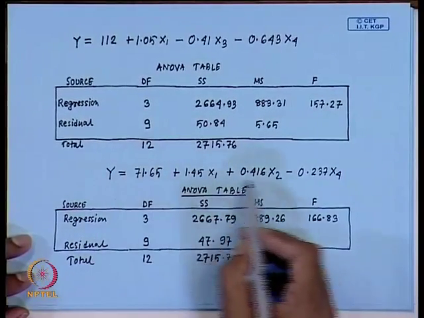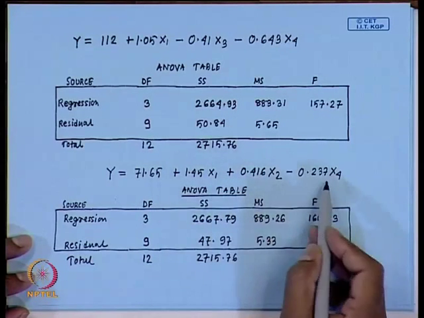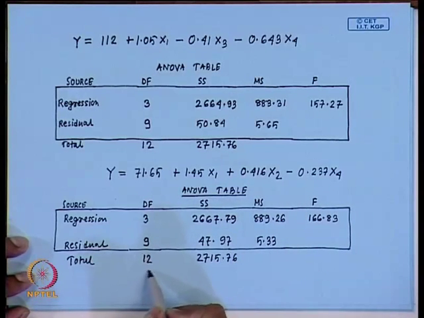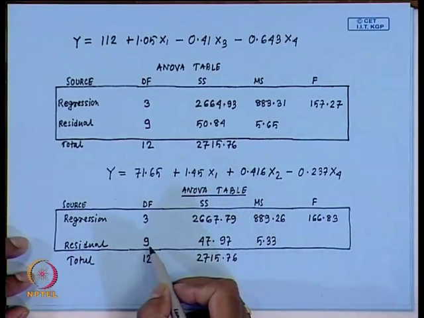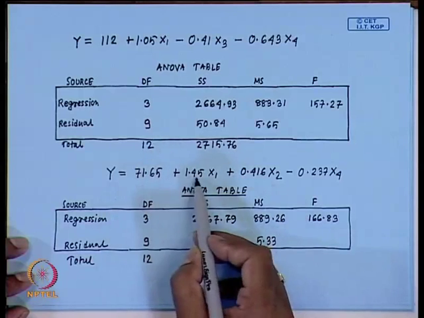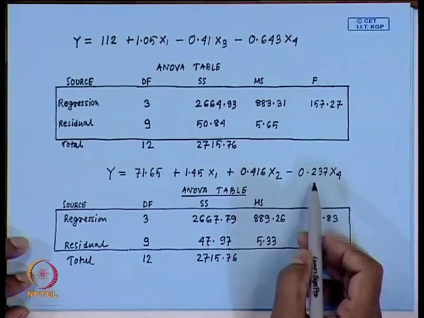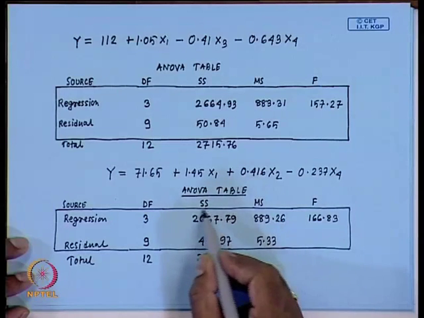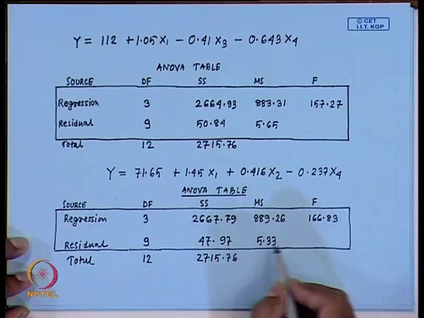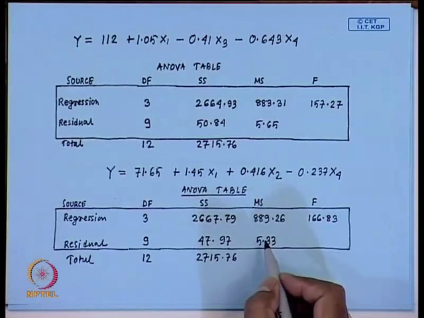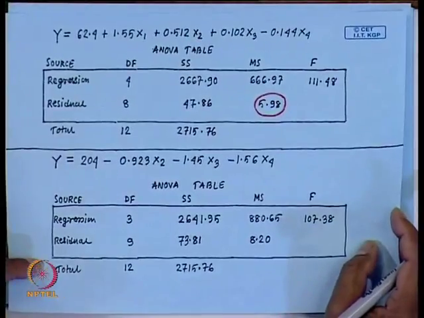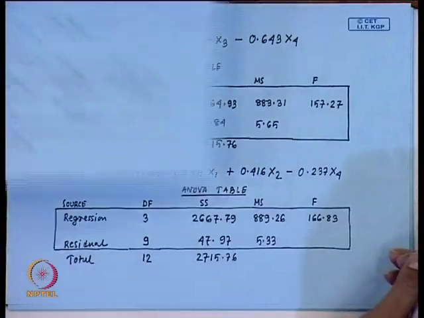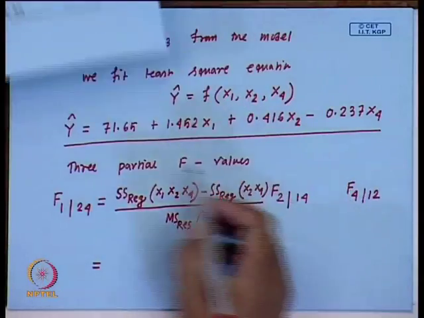Okay. So, here is the fitted equation for x1, x2, x4, and here is the ANOVA table. Now, you can check that the total degree of freedom is 12, this is the same. The residual has degree of freedom 9, because we have 1, 2, 3, 4 unknown parameters. So, 13 minus 4 is equal to 9, right. So, this is the SS regression for this model and this is the MS residual. We are going to use this MS residual now, not the MS residual for the model involving all four regressors, right. At this moment my full model is this one.